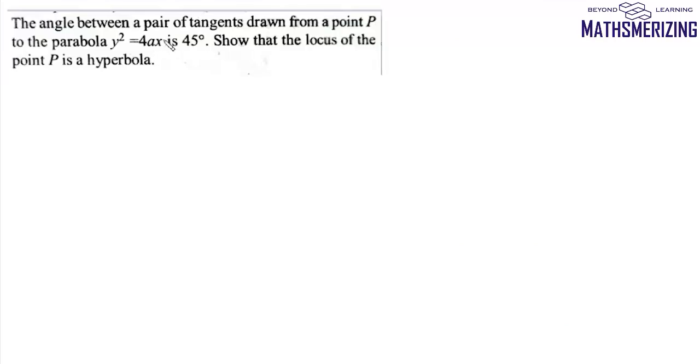So the locus of this point P will be 2y square equals 9x, and that's your option number B. The angle between a pair of tangents drawn from a point P to parabola y square equals 4ax is 45 degrees. Show that the locus of point P is a hyperbola.